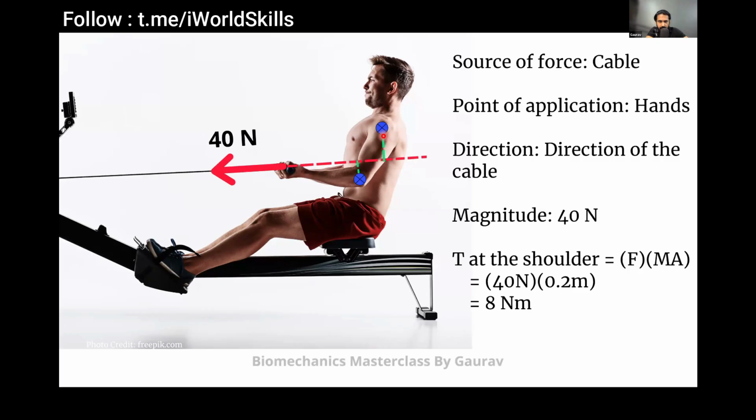This green colored perpendicular line is your moment arm for the shoulder joint axis. And this green colored perpendicular line that you see over here is your moment arm for the elbow joint axis. Now, when you look at these moment arms, and if I ask you, which joint is experiencing more resistance, shoulder joint or elbow joint, what would be your answer?